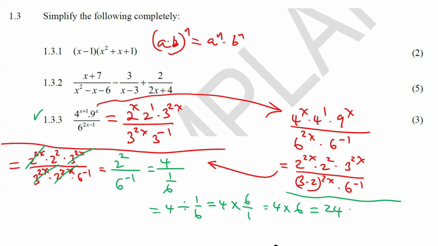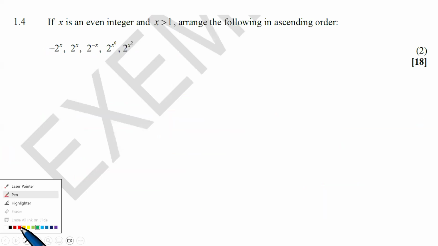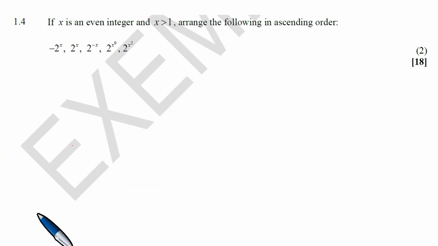We continue. Next question. You need to watch this video during your own leisure. I'm going to post it. Right, if x is an even integer and x is bigger than 1, arrange the following in ascending order. What is ascending order? What kind of order is this?